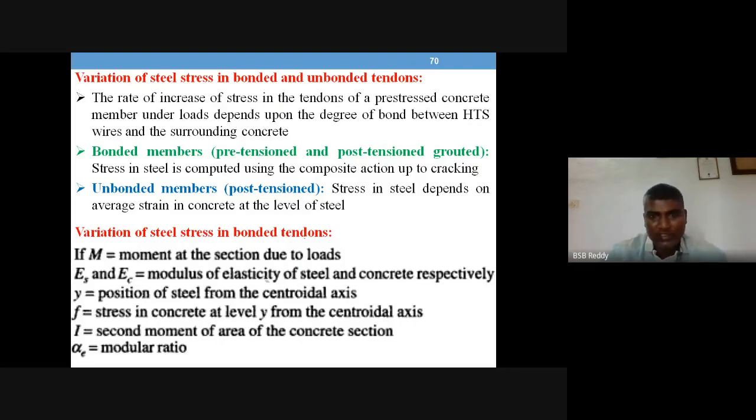Next session we will see the change of stress in steel for the bonded or unbonded tendons case.